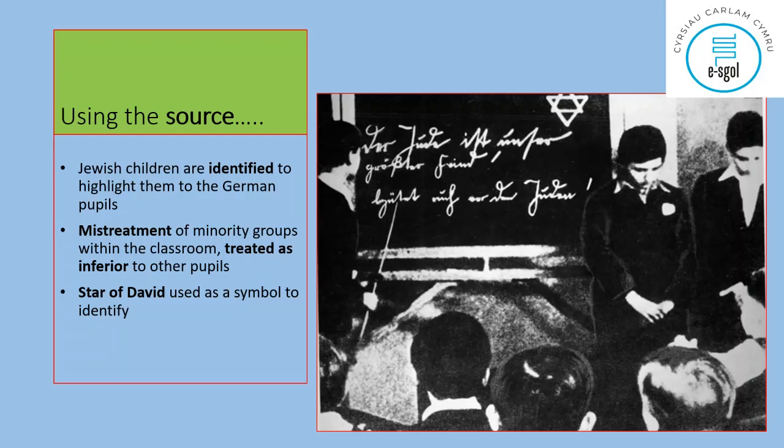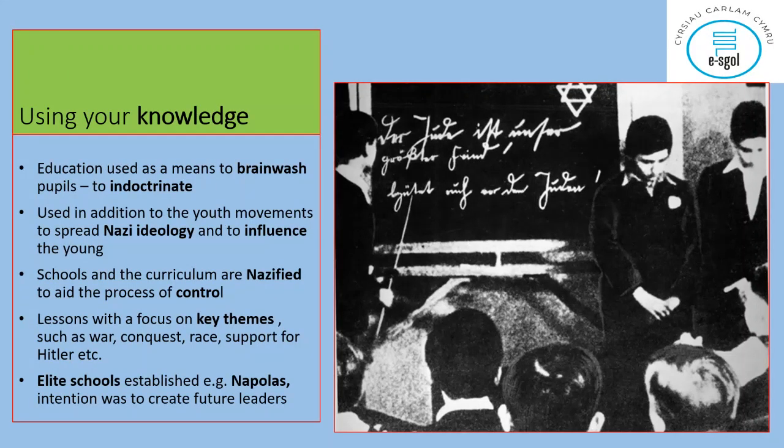Now we think, what do we know? How can we include our own prior knowledge on education in Nazi Germany, 33 to 39? For example, you could include 2 or 3 other points. In this case, I've given you about 5 points. Number 1, look at our historical language. They're trying to brainwash pupils, to indoctrinate. It's used to spread Nazi ideology and to influence the young, to make them a powerful machine or powerful weapon for the Nazi regime. This is an alliance, of course, to the Hitler Youth movement, or movements even.